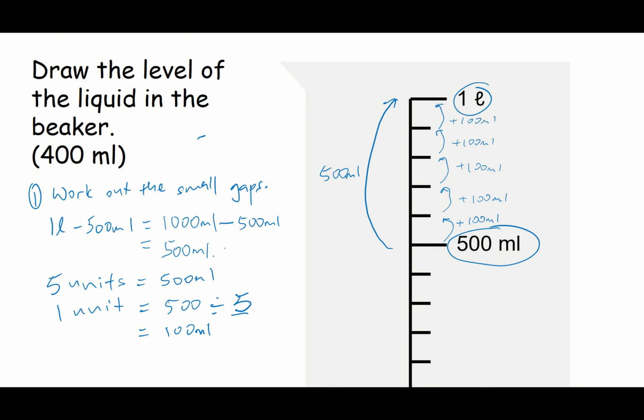So it's not that difficult to find out what is 400 milliliters. We could either count upwards 100, 200, 300, 400, or we can count backwards 500, 400. And we know that this is the water level.